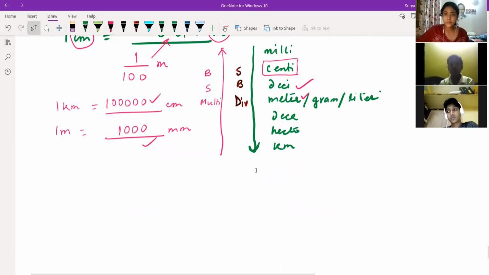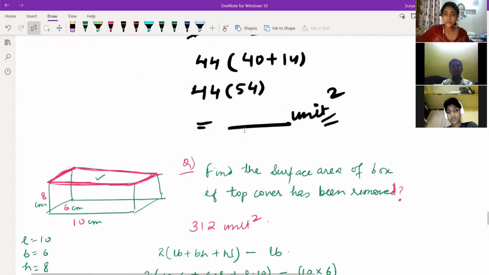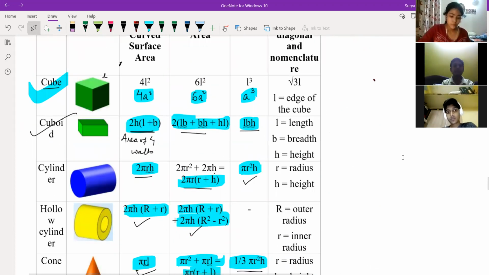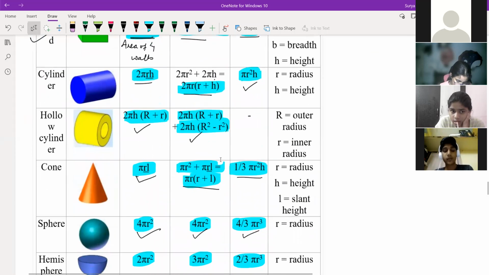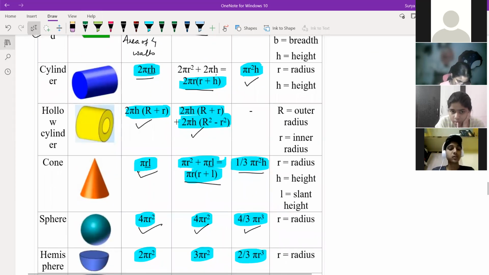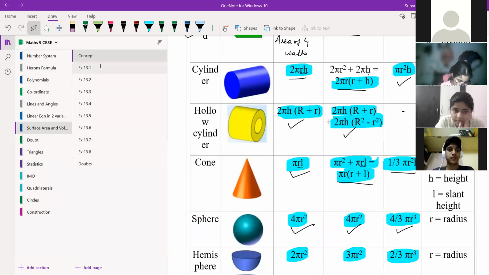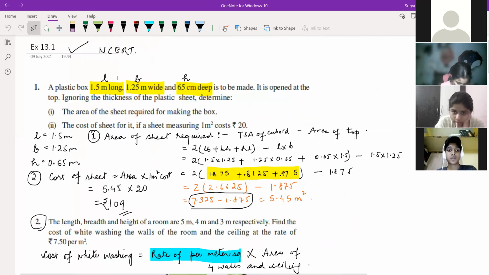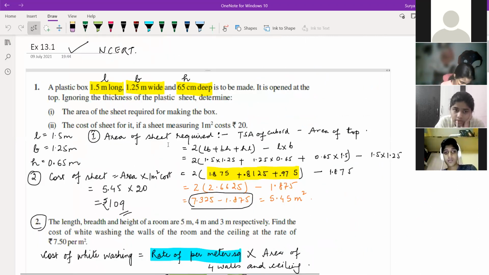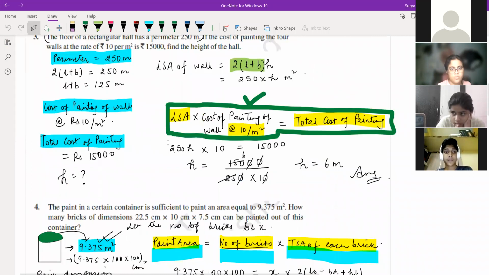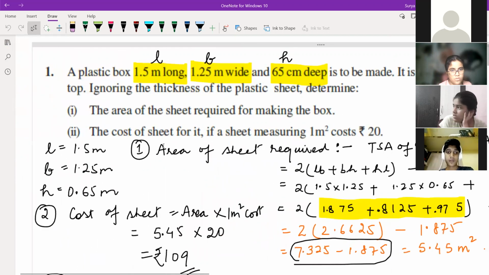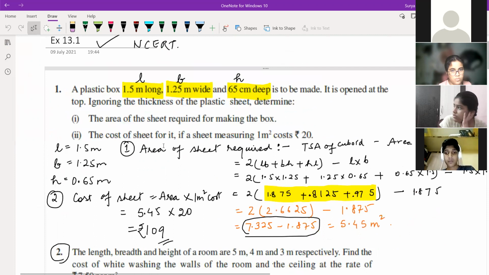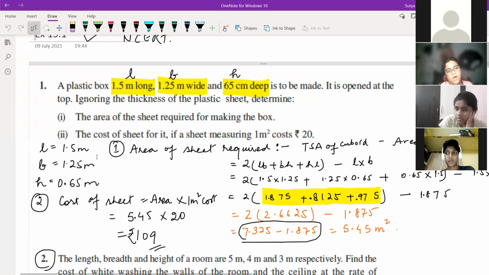Now shall we move to the questions? Yes, sir. Try to understand the formulas once, children. If you are not knowing, Diksha, you are absent, right? So try to understand the differences: cube, cuboid, cylinder, hollow cylinder, cone, sphere, and hemisphere. So moving to the questions now. We have done so many questions actually. See this question number 1.